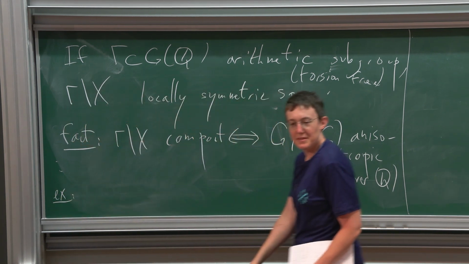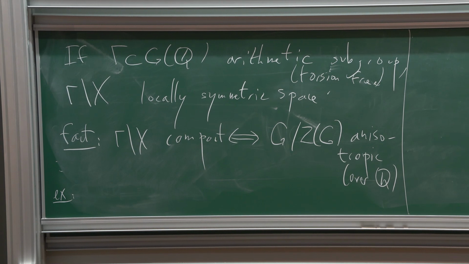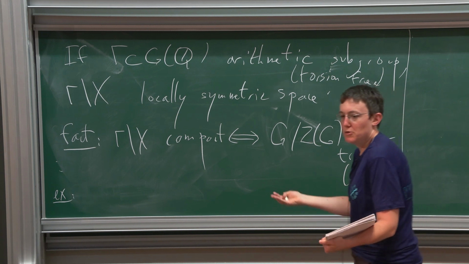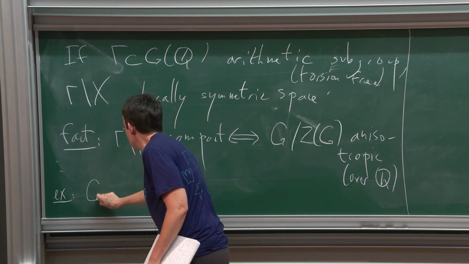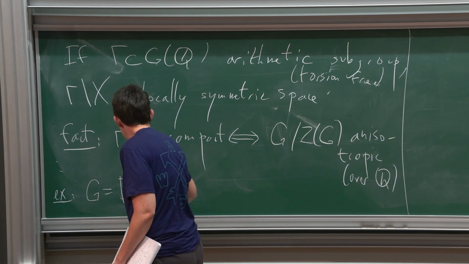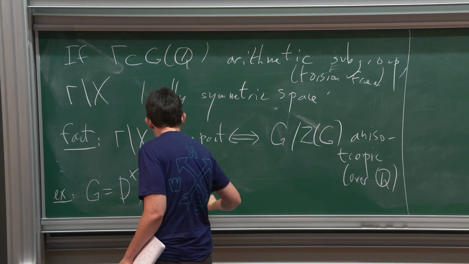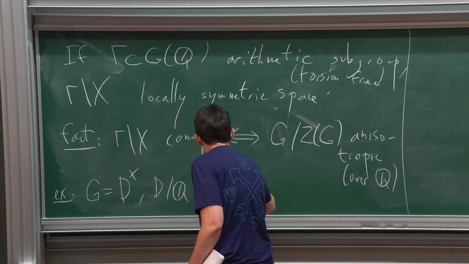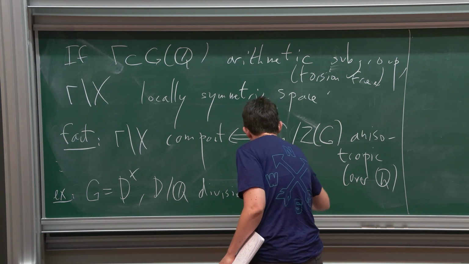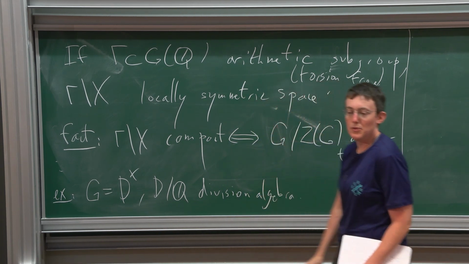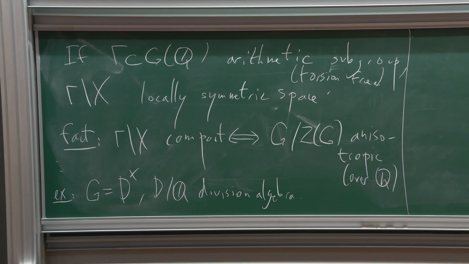okay, if you want an example of that, we want an example that is not trivial. So we don't want G(R) to be anisotropic, but we want G to be anisotropic over Q. So what could you do? For example, you could take the invertible elements in a division algebra over Q.